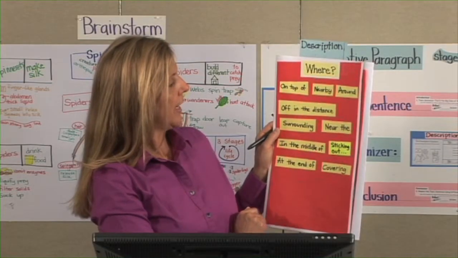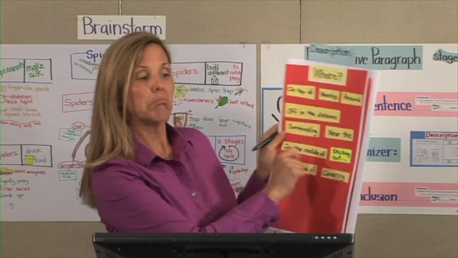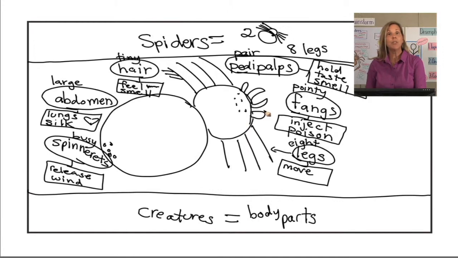So maybe I could have sticking out. Sticking out of the spider's head are pointy fangs that inject poison and a pair of pedipalps that hold, taste, and smell its food. Excellent. Look at that. We took two ideas and we put them together. How do we do it? We use the word and. Let me circle that there. Let's have and there. We started with sticking out.